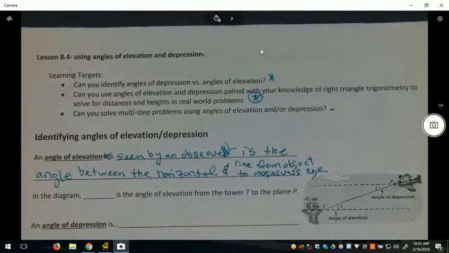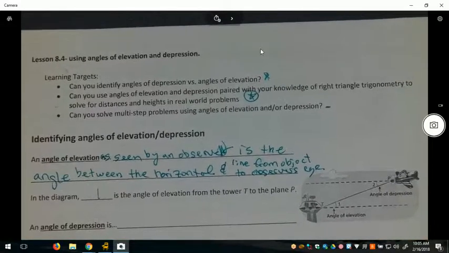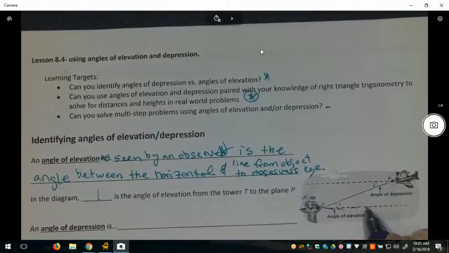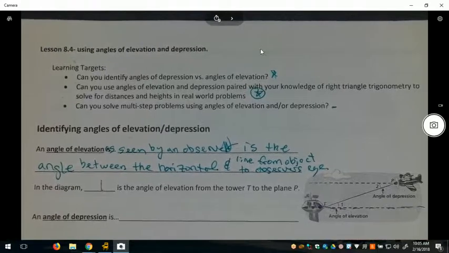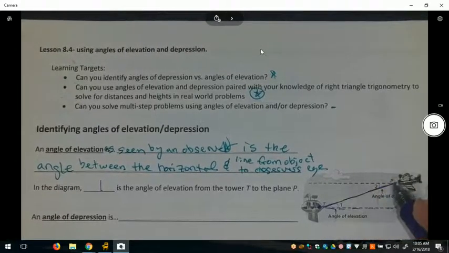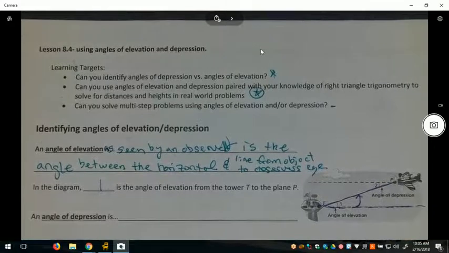In this particular diagram, angle 1 is the angle of elevation, because from tower T, if the observer sitting there looked straight out, that would be the horizontal line, but they're not looking straight out, they're looking up, and that's their line of sight. So from the horizontal to that line is the angle of elevation.